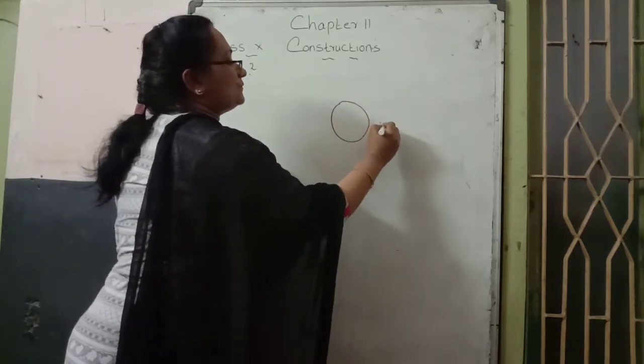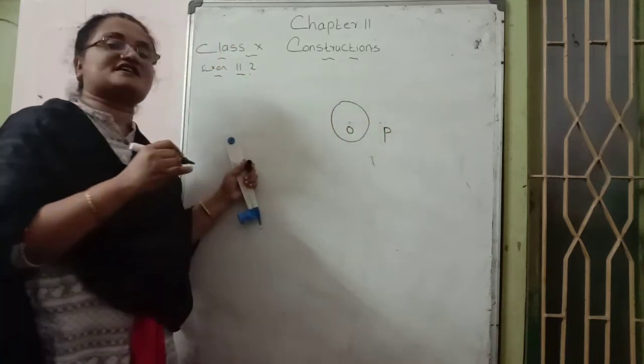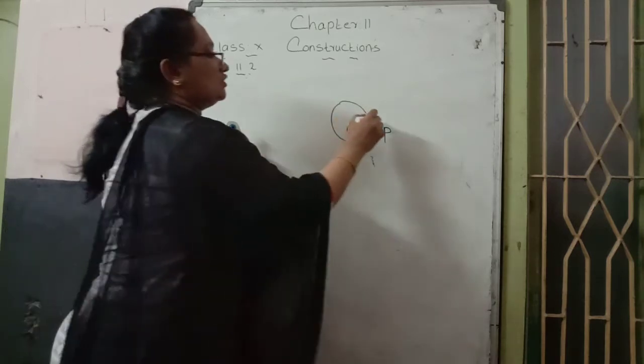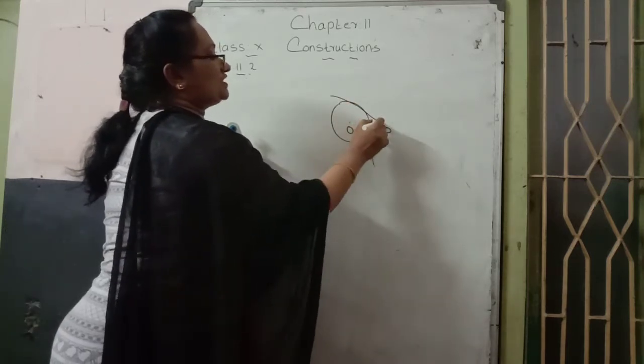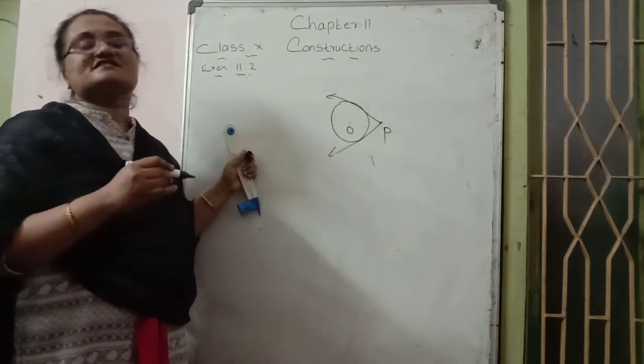P is a point outside the circle and O is the center of the circle. How many tangents can be drawn? Two tangents can be drawn when a point is outside the circle.